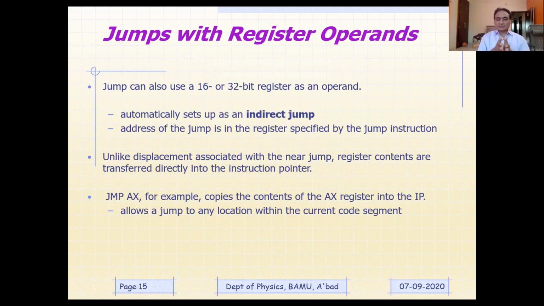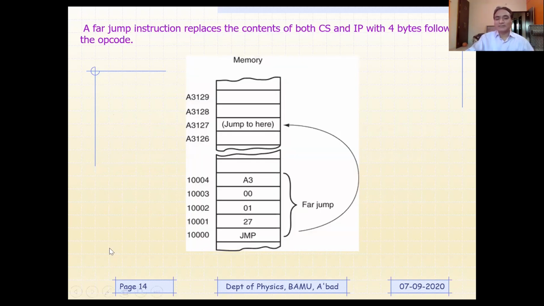So we have discussed short jump, near jump, and far jump. Now we have jump with register operand. As far as the operand is concerned, earlier the displacement was given in the example itself. Like you can see, jump followed by this displacement. These addresses are given in the example itself, which decides what would be the segment address and what would be the displacement address within the segment, right?